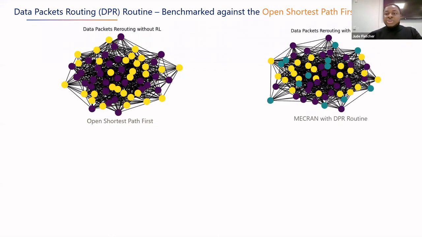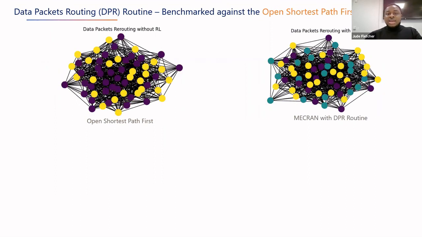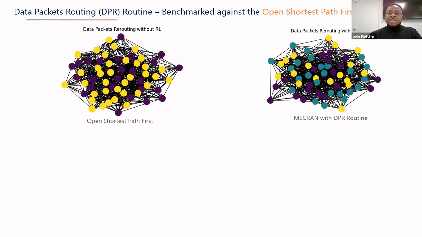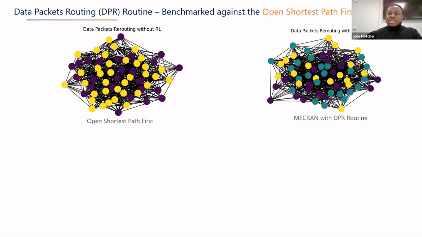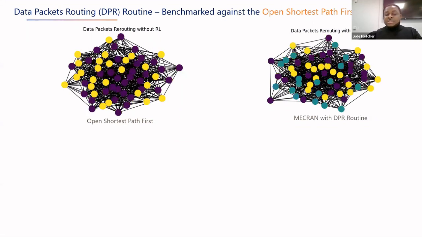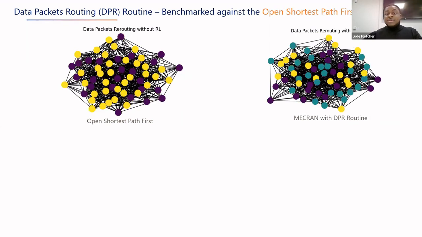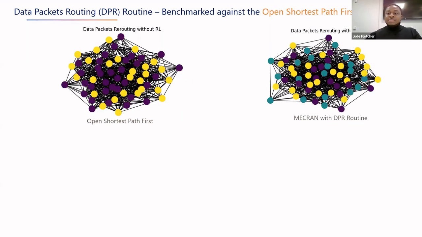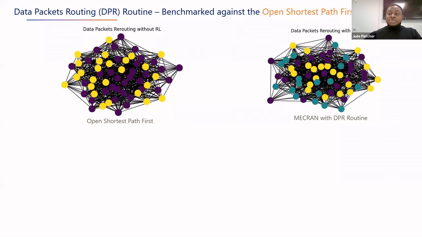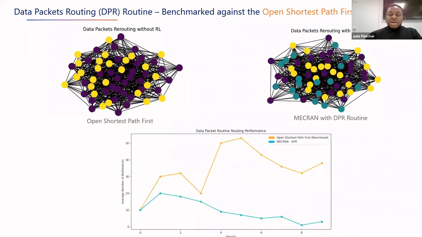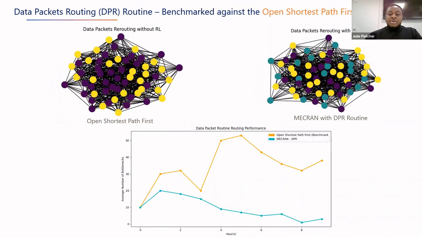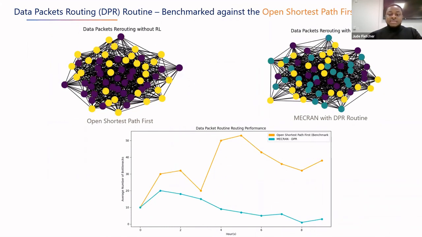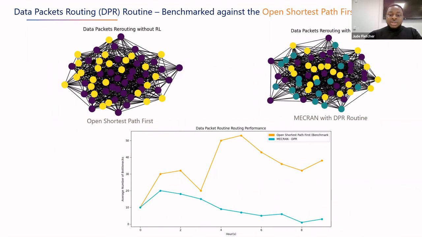What you can see is we have introduced on the right hand side some Mekran DPR routine, and where you see the greens, the greens are the alternative routing predictions or alternative routing recommendations made by the Mekran DPR routine which you have built. Now, if you look at the difference, you can see that we did do some training over time, and we did do some testing.